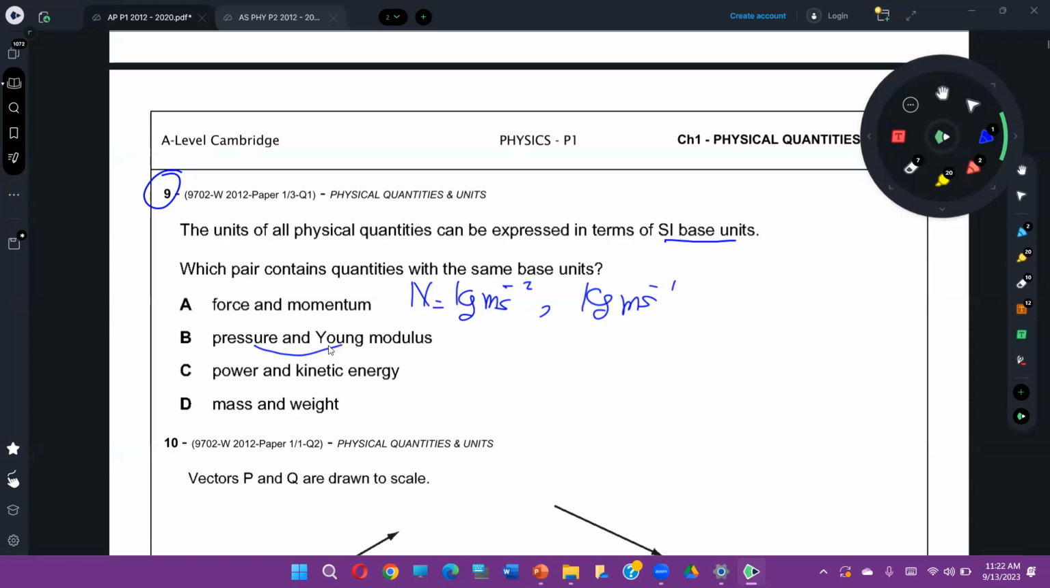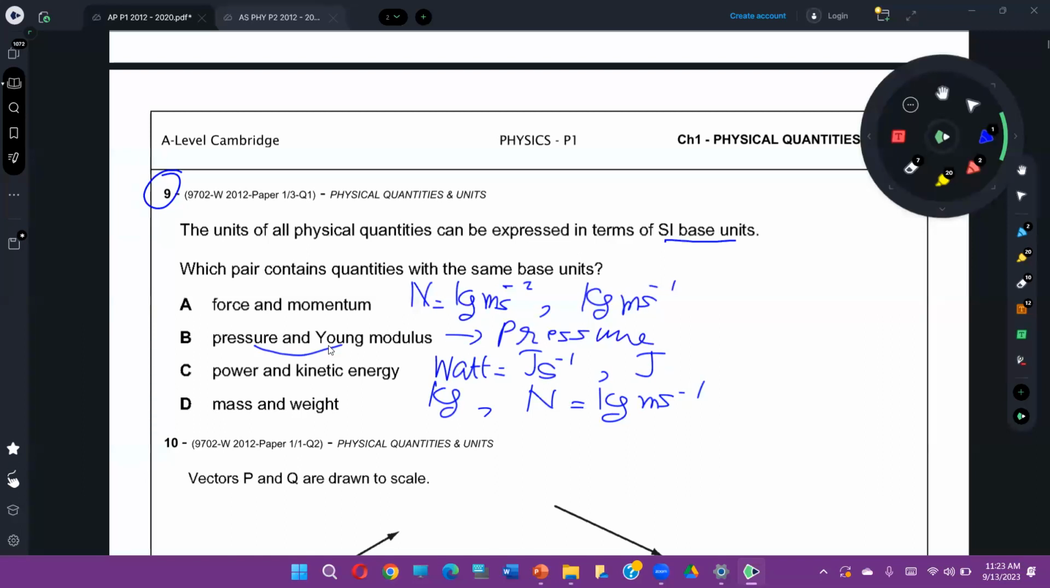Power and kinetic energy. What is power? Watt means joule per second. What is energy? Joule. No match. Mass and weight. Mass is kg and weight is Newton. Newton is equal to kg m s⁻². Young modulus is equivalent to pressure.